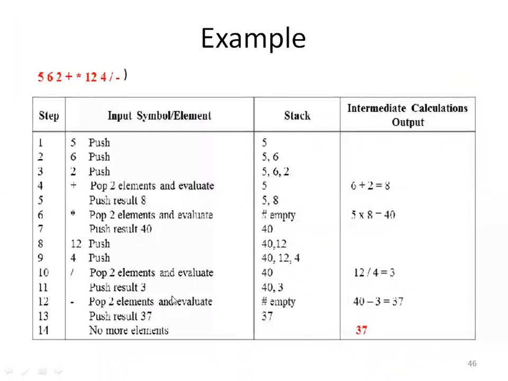Then apply this operator to these. How will we apply? Second topmost element, then the operator, then first topmost element. So second topmost element is 40, then the operator is minus, and then the first topmost element is 3. So 40 minus 3. How much is the result? 37. This 37 is to be pushed onto the stack. This result is pushed onto the stack.